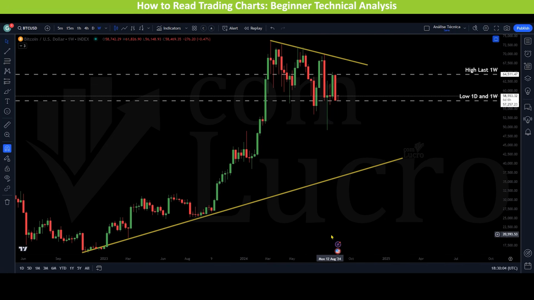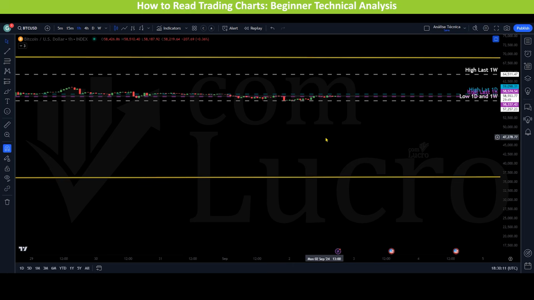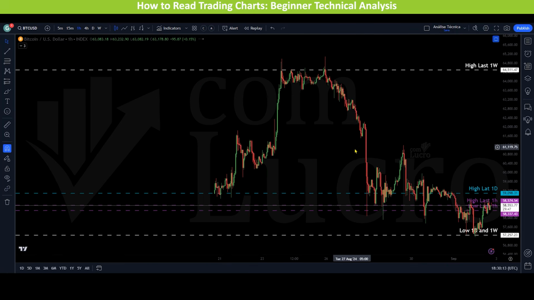In summary, the weekly chart serves as a high-level roadmap that can help guide your day trading decisions, ensuring they are in harmony with the larger market trends.